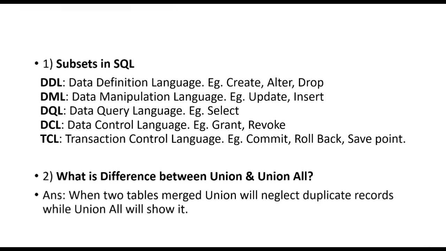So when you are doing union and merging two tables, whatever complete duplicate records are there, not just one cell, the complete line which is duplicate, will be neglected in union, but in union all that will be shown. For example, if table 1 has 4 rows, table 2 has 5 rows, and one row is duplicate, then union will remove that row, but union all will take that row. Okay.